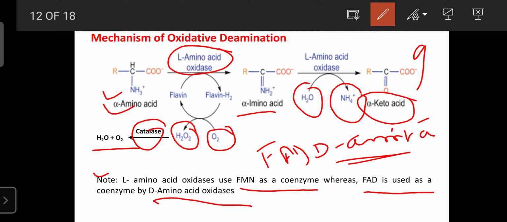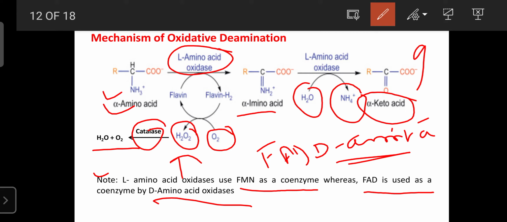That is responsible for the formation of H2O and oxygen. So this is the mechanism of oxidative deamination for L amino acids as well as D amino acids. Both reactions occur through two enzymes, L amino acid oxidase for L amino acids and D amino acid oxidase for D amino acids. Both enzymes utilize the coenzymes FMN and FAD, and are involved in the formation of the alpha imino acid and, on the other side, in the formation of hydrogen peroxide.